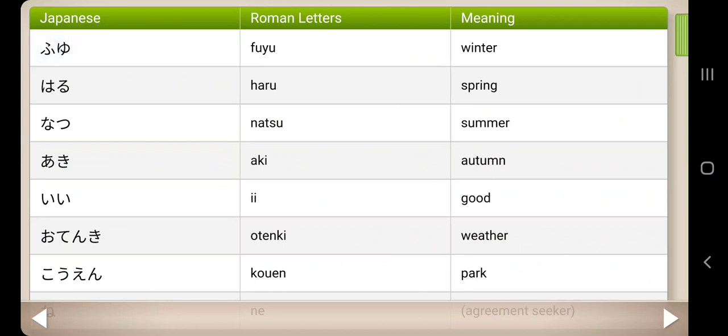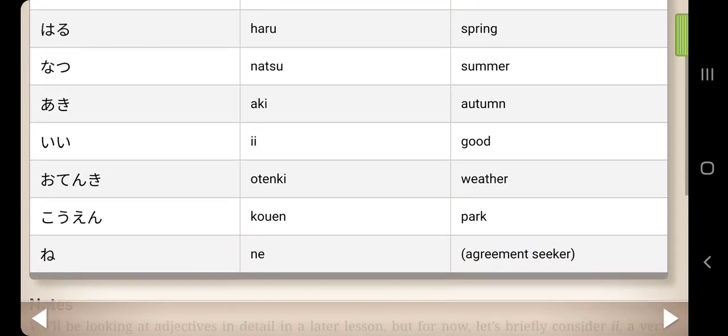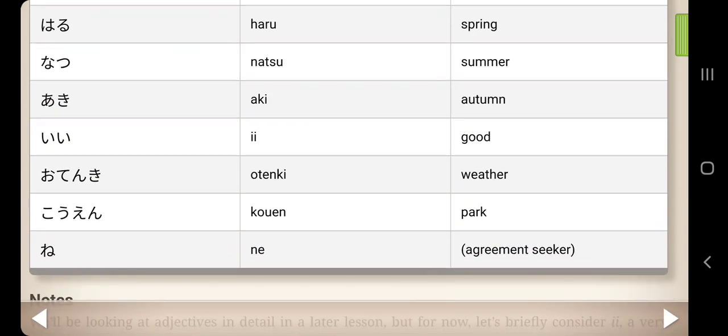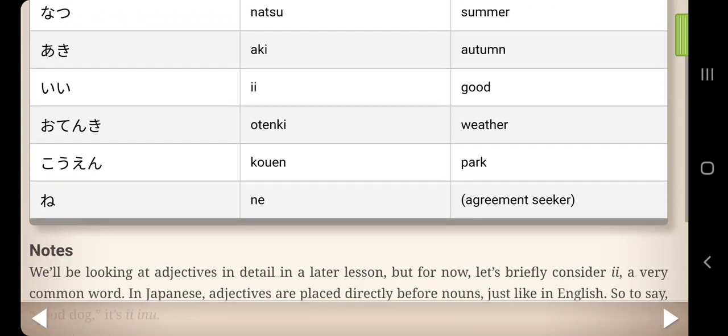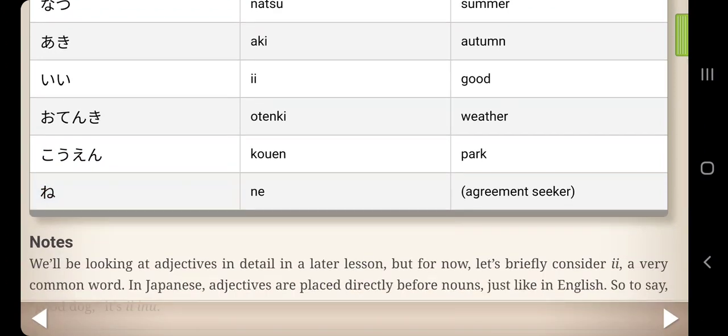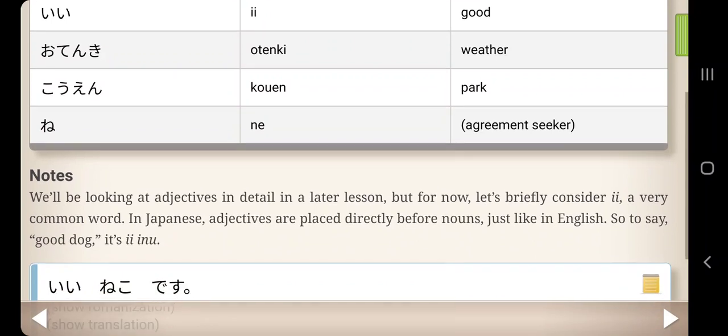Here's some more. Fuyu for winter. Haru from spring, like in Persona. Natsu is summer, like in Fairy Tail, I guess. Aki is autumn, like the dude from Chainsawman. Chainsawman? Aki. Ii is good. Otenki is weather. Ii otenki desu ne. Koen is park. Ne. And ne is the agreement seeker, like this ne.